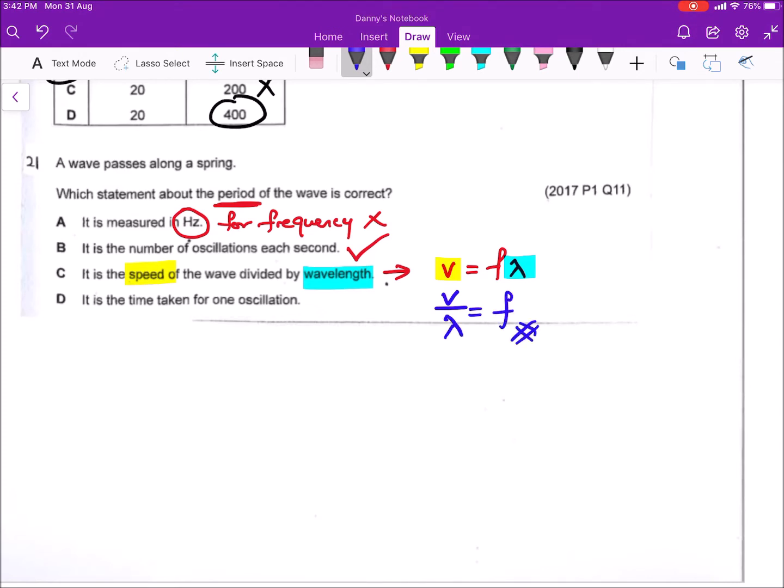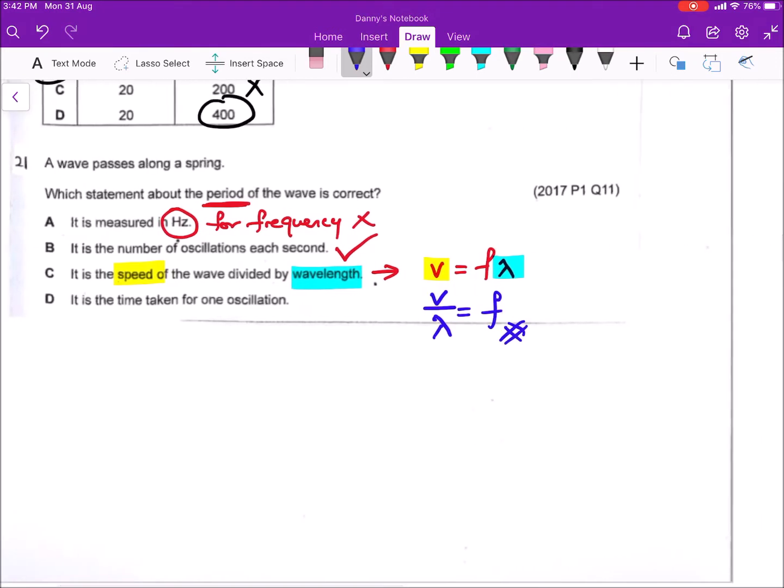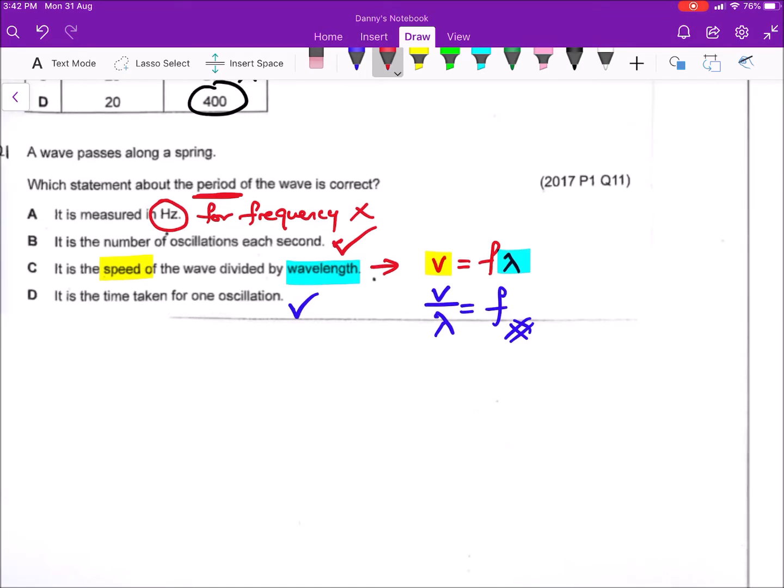Okay, is the time taken for one oscillation? Oh, this is the correct answer. I'm so sorry, this is wrong. The number of oscillations in 1 second, this is your frequency again. I am so sorry. Yeah, so D is your correct answer, the time taken for one oscillation.